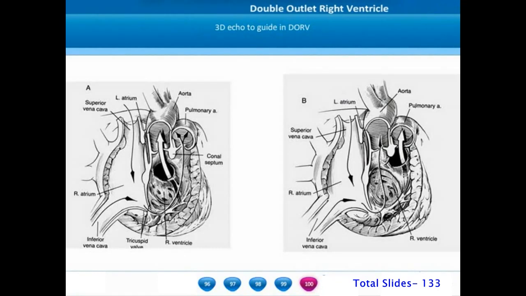We noticed in this presentation there is a substantial added advantage of utilizing three-dimensional echocardiogram to guide the surgical strategy in patients with double outlet right ventricle.